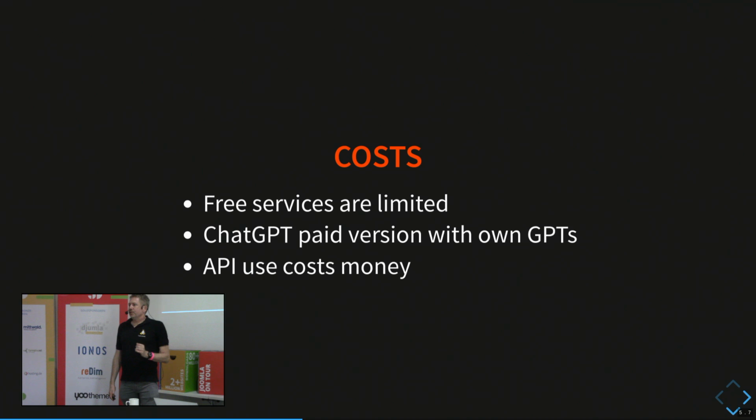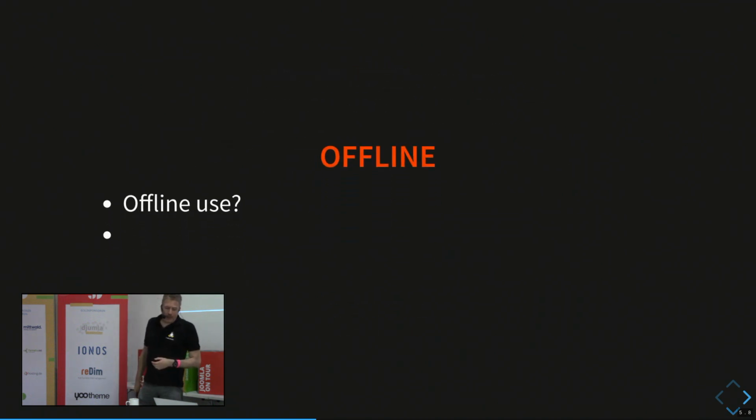And then the costs. Well, there are of course free services, but they are very limited. And ChatGPT has a paid version, and the API costs money. It's not much, but if you do really a lot, for instance, you have a very big company, they're all using one account to generate stuff, then it could be very costly. So offline is also impossible with all those language models that are in the cloud.